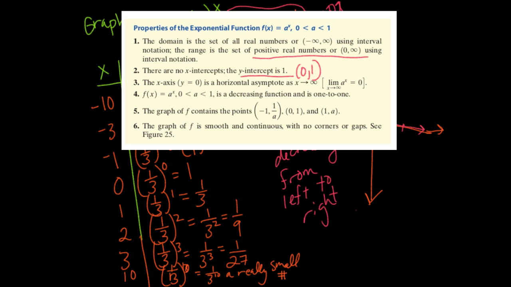The x-axis is y equals 0. The horizontal asymptote as x approaches positive infinity, not negative infinity, is 0. That's one way to write it, y equals 0. And f of x is a decreasing function, and it is 1-to-1. That means it has an inverse, and we're going to talk about that more on Friday with logarithms. And the graph of f contains the points (-1, 1/a), (0, 1), which it has in both, and (1, a). The graph of f is smooth and continuous with no corners and no gaps. Okay?